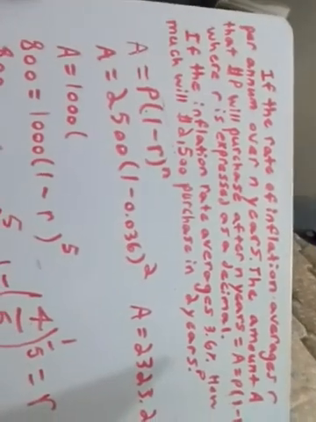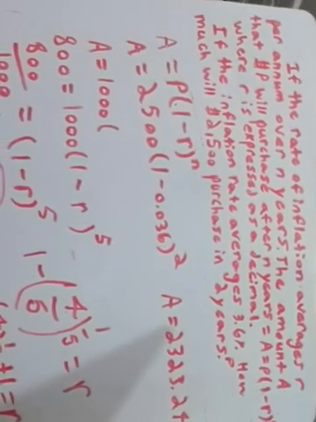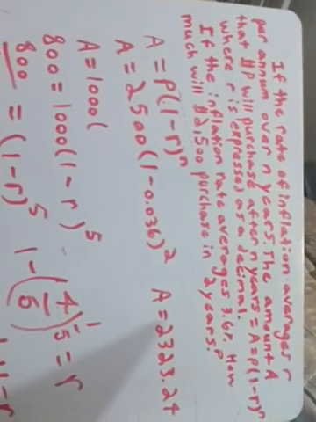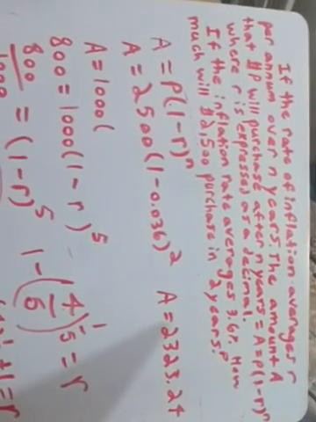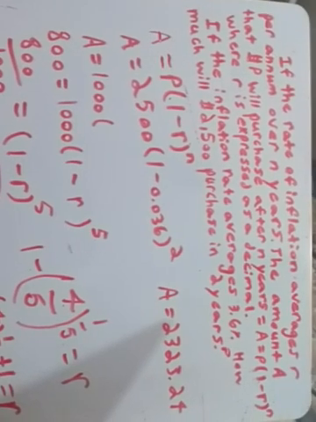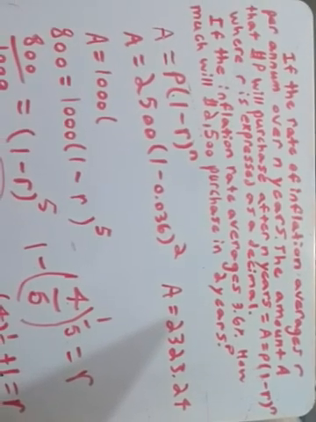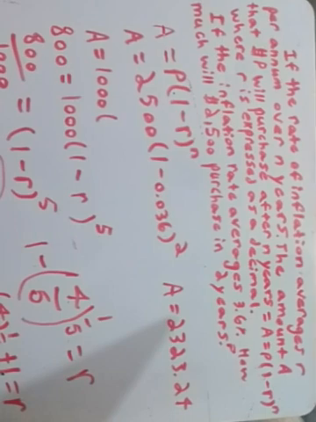Okay, calculating the interest rate. No, the inflation rate. Calculating the inflation rate. If the rate of inflation averages R per annum over n years, the amount A that P dollars will purchase after n years equals A equals P, parentheses 1 minus R, parentheses to the n power.